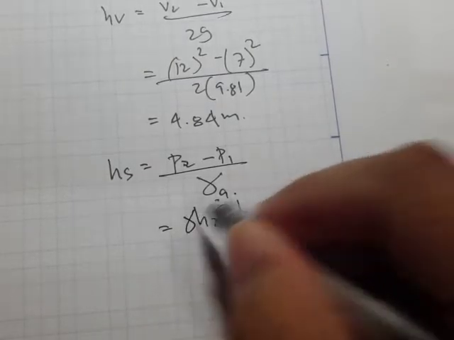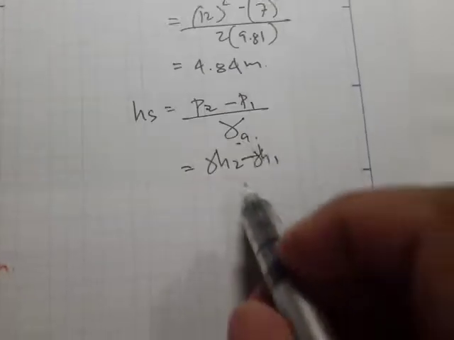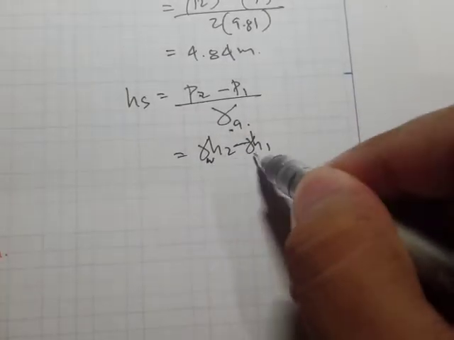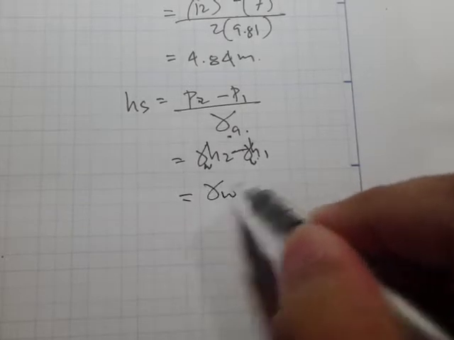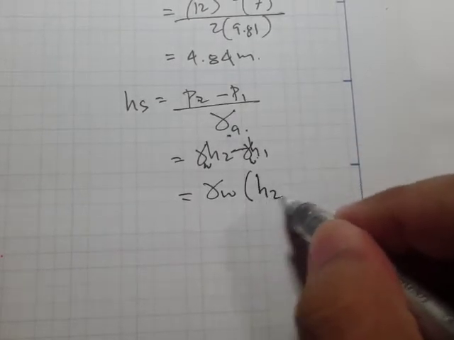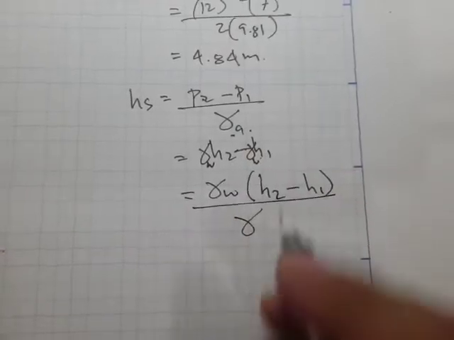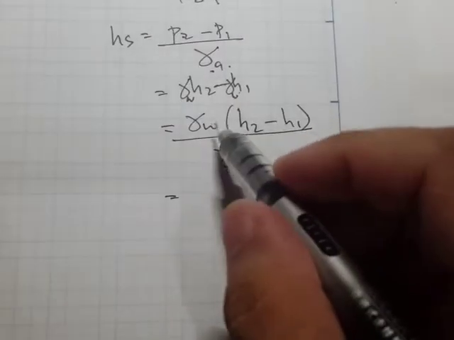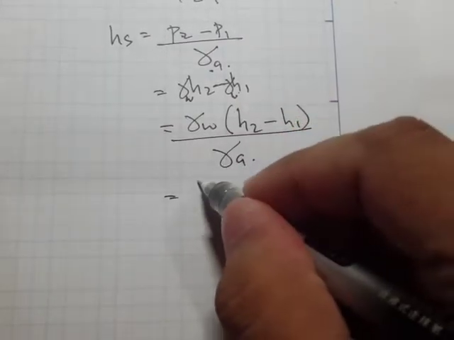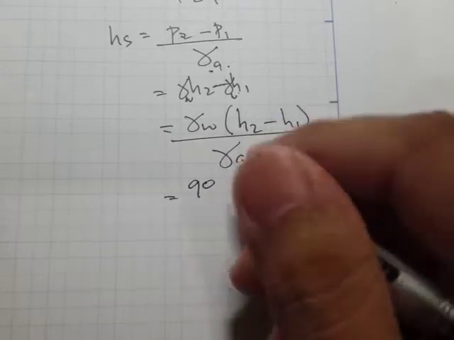Of course, with this unit weight, but this one is the unit weight of water. So since the unit weight of water is the same, let's factor this out. Then what we're left with is h2 minus h1, and this is all over the unit weight of air. Okay, so for the unit weight of water, this is 9.81 times 1000, so this is 9810.